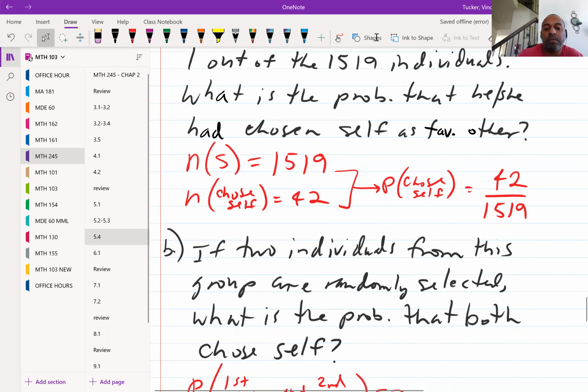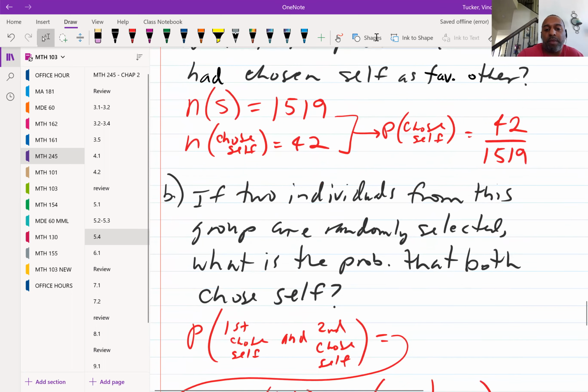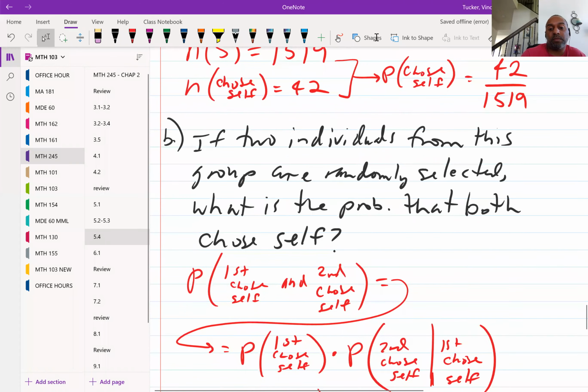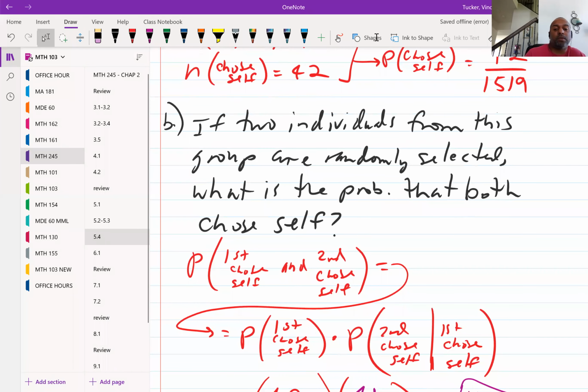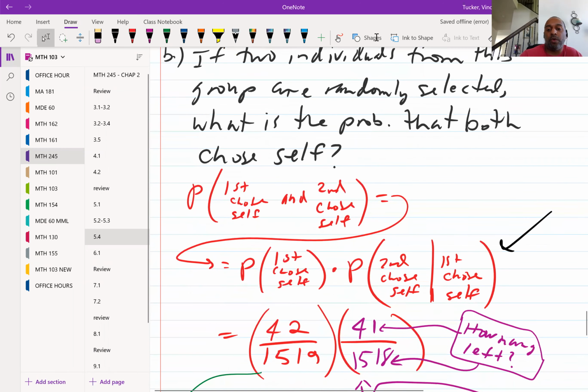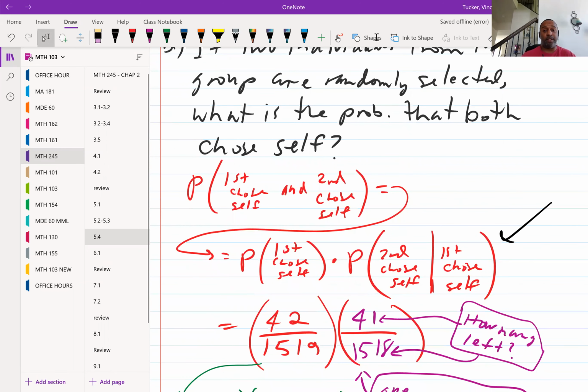All right. So we're looking at the probability that the first one we choose chose self, and the second one we choose chose self as well. I'm just writing everything out. So the probability the first one chose self, and then the probability that the second one chose self, given that the first one chose self. Now this one, how we set this up, we pretty much are using more so logic than a formula.